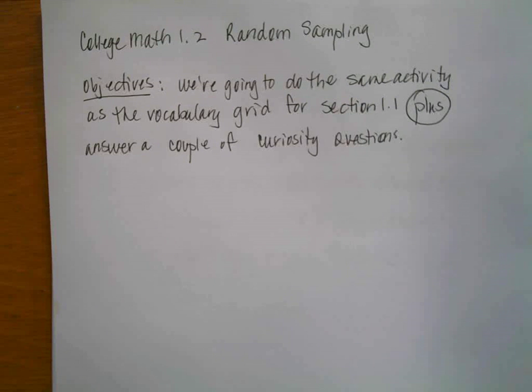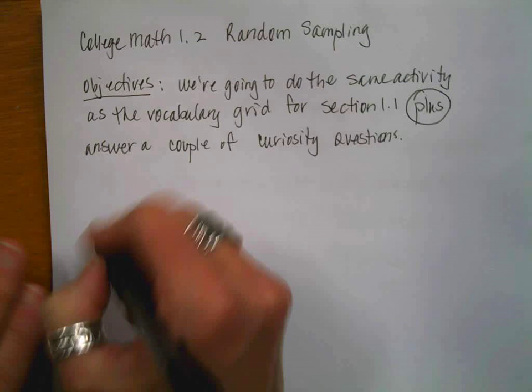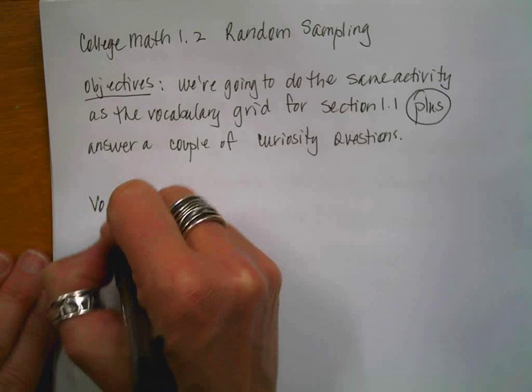We're going to be doing more of our introduction into statistics and all of its vocabulary. Our objectives are that we're going to do the same basic activity as the vocabulary grid for section 1, plus this time you're going to answer a couple of curiosity questions. Today you have 7 words, so I'm going to give you your vocabulary bank.